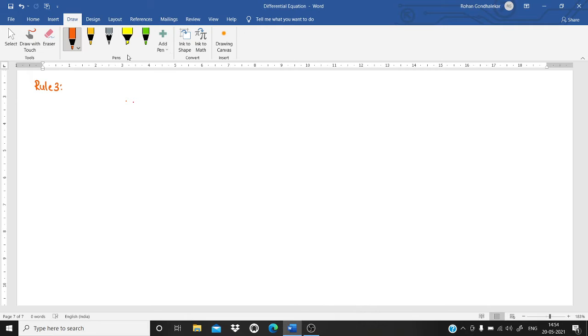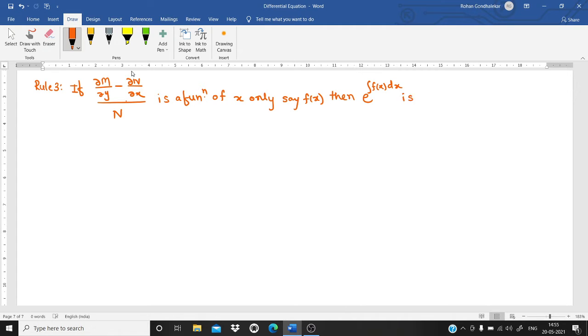So rule number 3 is: if (∂M/∂y minus ∂N/∂x) whole divided by N is a function of x only, say f of x, then e raised to integral of f of x dx is an integrating factor.